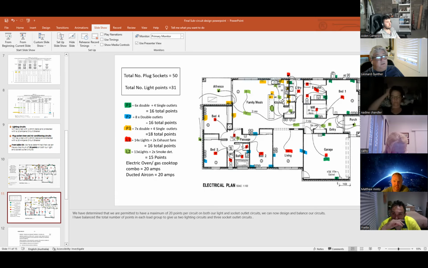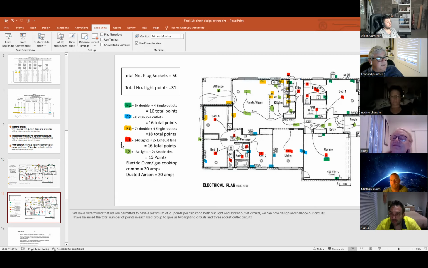Now you can change that, and you don't actually have to do it that way. You might think, well, I might make the kitchen over 2 circuits and change that around, so we're not loading everything on 1 circuit in the kitchen. It's totally up to you how you design it, but you just want to make sure that you stick to the rule and the suggested 1 amp per point.